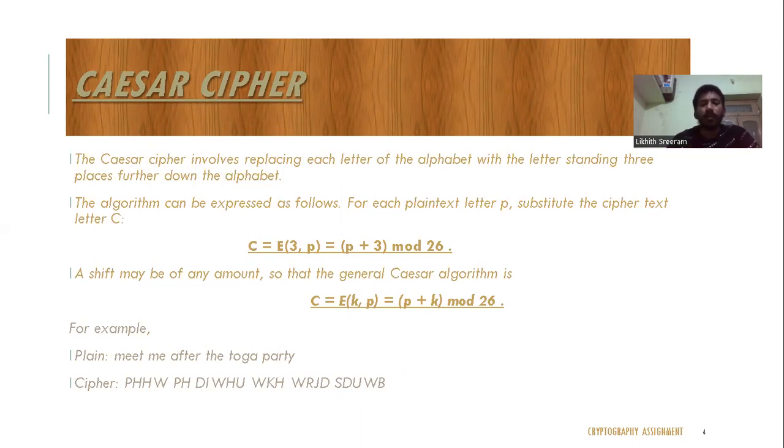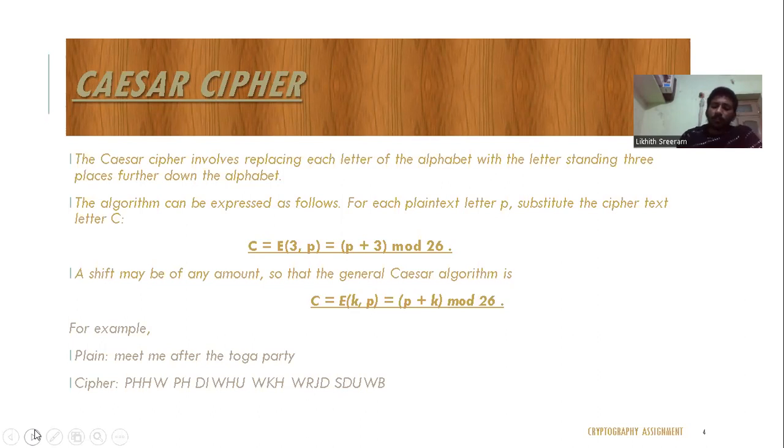A shift may be of any amount, so the general Caesar algorithm is C equals E of K, P, which equals (P plus K) mod 26. For example, plain text: meet me after the toga party. By using this encryption technique, the cipher will be different, like PHHW, PH, DIWHU, and so on. Cryptanalysis should be done while doing the encryption technique.